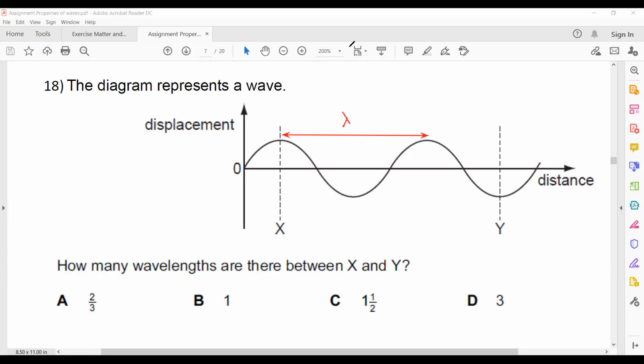And this one is a horizontal distance to the trough only. So if the distance between two successive crests is one wavelength, then this horizontal distance between the crest and the trough will be half a wavelength. So how many wavelengths are there between X and Y? That's equal to 1.5 wavelengths, or one and a half, which is also equal to 1.5. Is it clear?